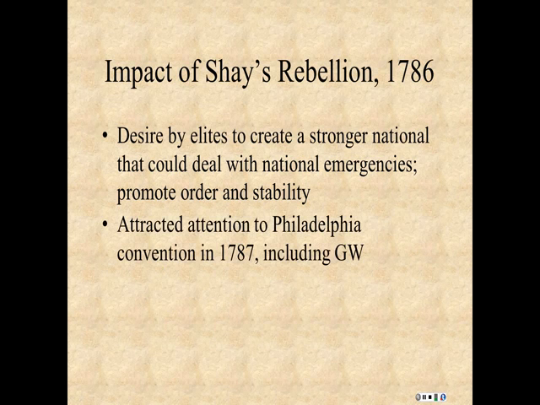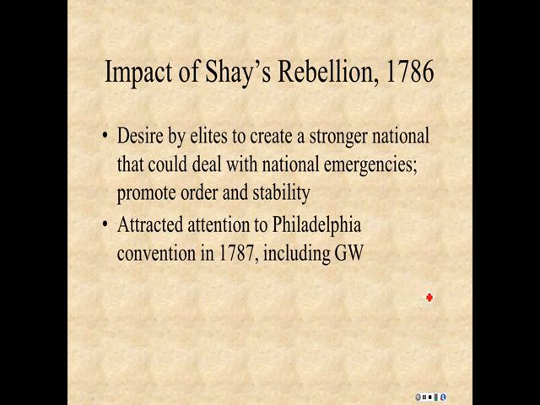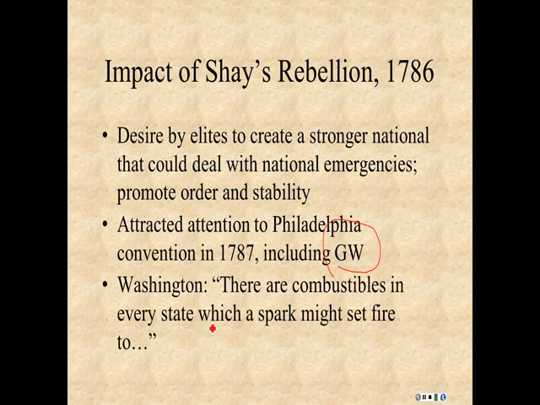Constitutional Convention that's going to be convened in 1787, and let me get my pointer going here. The Constitutional Convention that's going to be presided over by George Washington comes about as a result. Here's Washington writing a letter. I'm trying to think of who he's writing this letter to at the time.